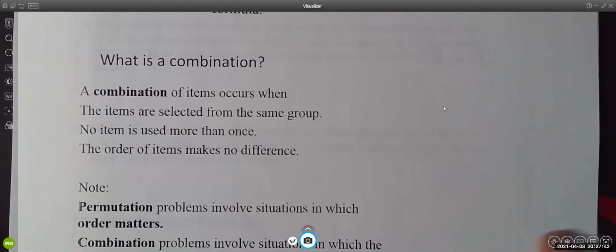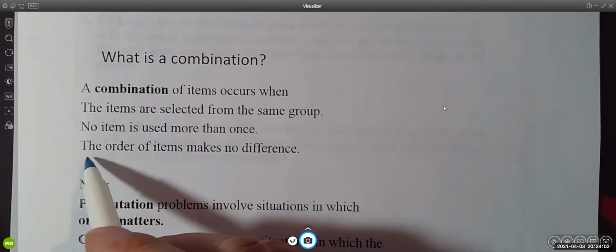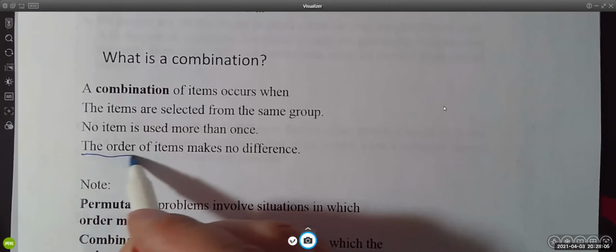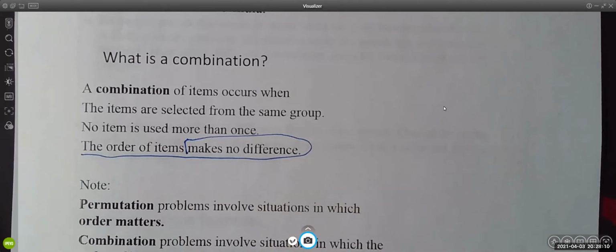First, let's look at the definition. What is a combination? Combination, like in permutation, is also an arrangement where no items can be used more than once. This is the same as in permutation. And the most important part is that this is how you differentiate between a combination problem and a permutation problem. The order in which these selected items are being selected makes no difference. Then that means order doesn't matter.